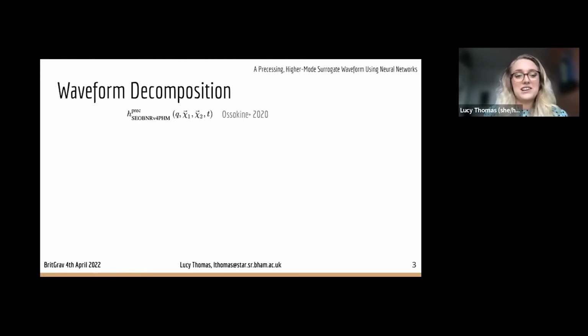In order to build our surrogate model, we first need to split up the fully precessing waveform into components which are easier to model.